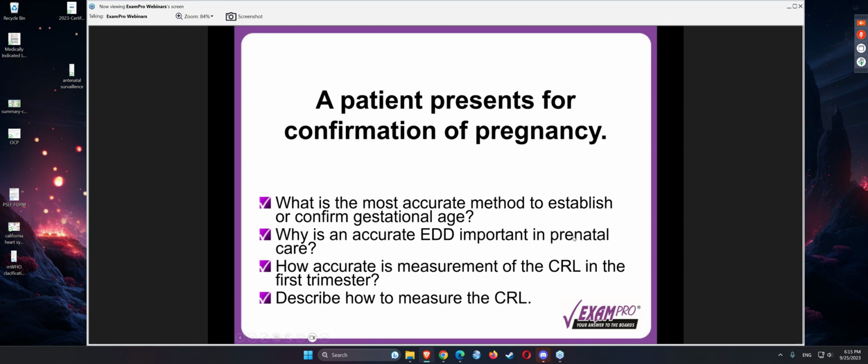Nice job. Sorry, quick question. Do you think that is also true in terms of biometry and things like that? Yeah, let me give you a couple of examples. I think you should know that at 14 weeks you're not going to measure the crown rump length anymore. Instead, you're going to measure the abdominal circumference, head circumference, biparietal diameter, and femur length. I think that would be important to know.